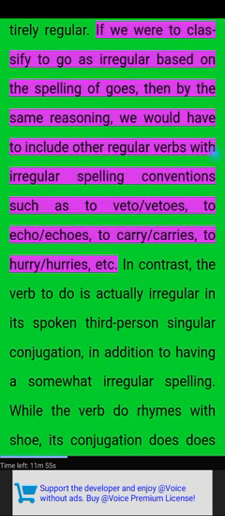If we were to classify to go as irregular based on the spelling of goes, then by the same reasoning, we would have to include other regular verbs with irregular spelling conventions such as to veto, vetoes, to echo, echoes, to carry, carries, to hurry, hurries, etc.